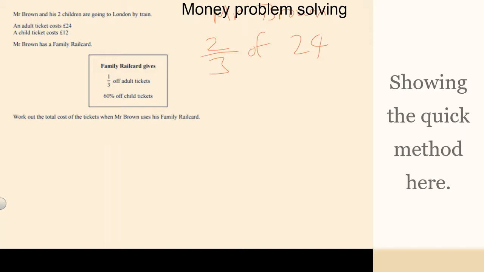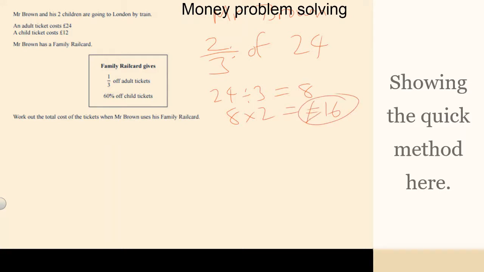Right, 2/3 of 24. You do 24 divided by 3. 24 divided by the denominator. 24 divided by 3 is 8. 8 multiplied by the numerator. 8 times 2 is 16. So I did 24 divided by 3, and then 8 times the numerator. £16. Right, that's Mr. Brown's ticket price.